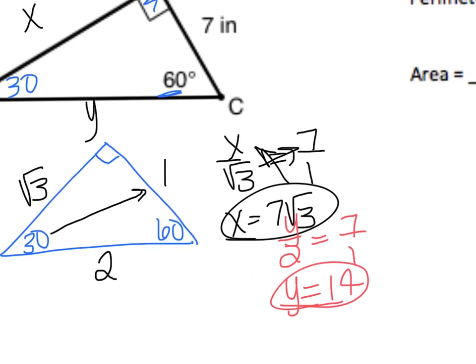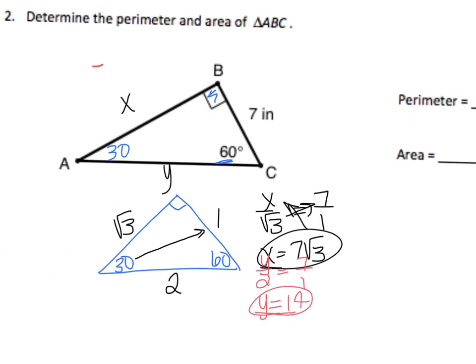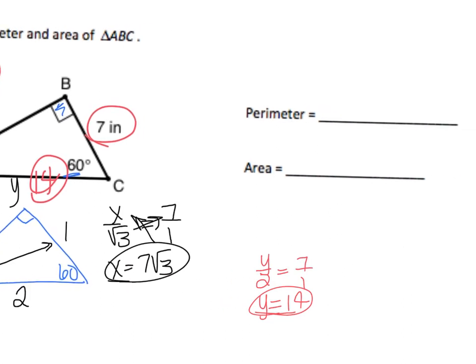So we can go ahead and find the perimeter now. So if x is 7 root 3 and y is 14, I'm going to add all these sides up. 7 plus 14 plus 7 root 3. Remember, I can't combine the root with the regular old numbers. So I'm going to have 21 plus 7 root 3 inches as my final answer for the perimeter.